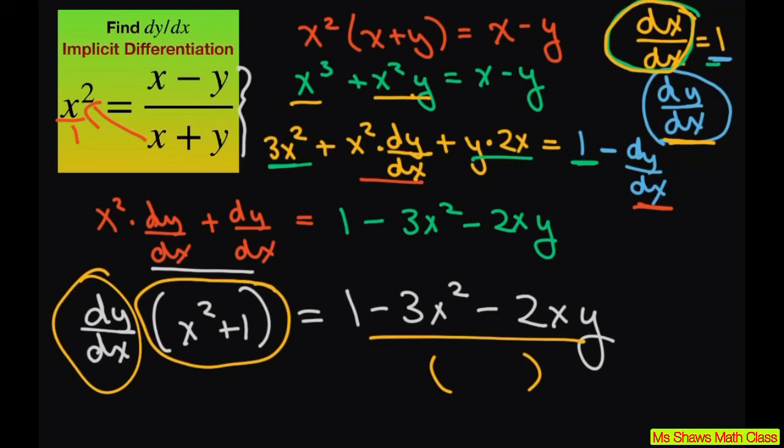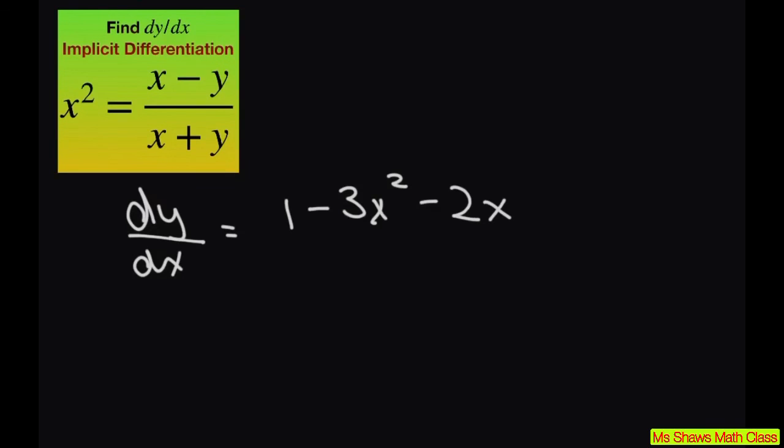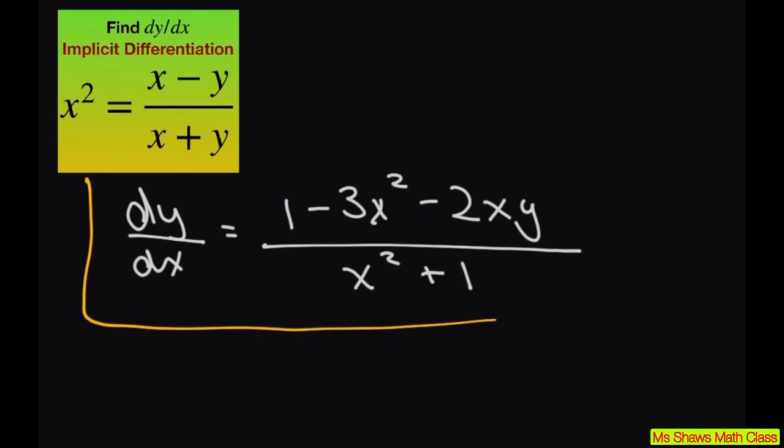So our final answer is just going to be dy dx equals (1 minus 3x squared minus 2xy) divided by (x squared plus 1). And this will be your final answer.